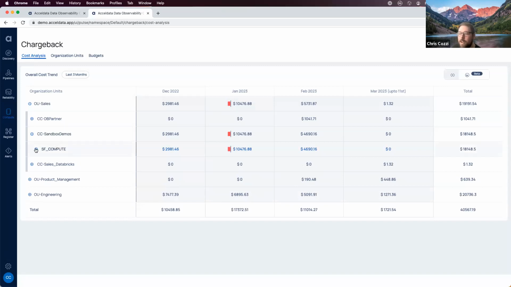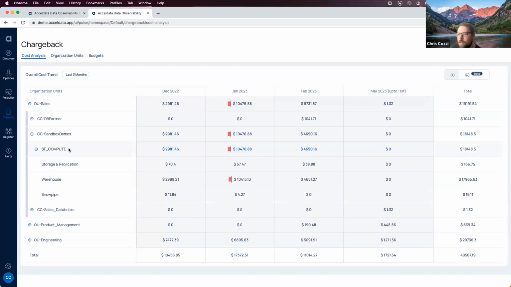Going a little further, I can see this is all happening in Snowflake, one of our Snowflake data sources. And it's really allocated to the consumption, the use of Snowflake warehouses, as opposed to anything about storage or some of the other features in Snowflake that can drive cost. So I see a pretty big spike there that I'm probably going to want to investigate.